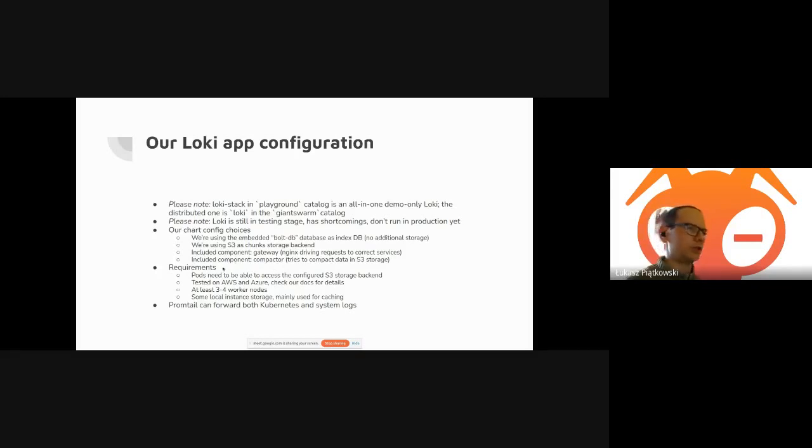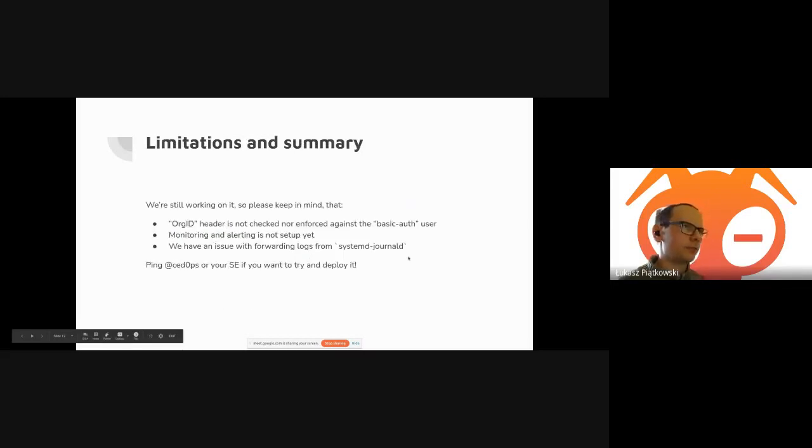Requirements you need to fulfill to be able to run it. Pods that are created by Loki need to be able to access the configured S3 storage backend. It's pretty obvious, but it might not be that easy to configure. We have tested this setup on both AWS and Azure. We have some docs about how to set up the necessary infrastructure part for it. You should need at least 3 or 4 worker nodes in your cluster to run all the components. This should be enough for any medium-size setup. Well, might be bigger for bigger setups. And even though the main persistent storage is S3, you still need some local instance storage, mainly used for caching. And the important thing, it can forward not only your Kubernetes logs, but also system-level logs.